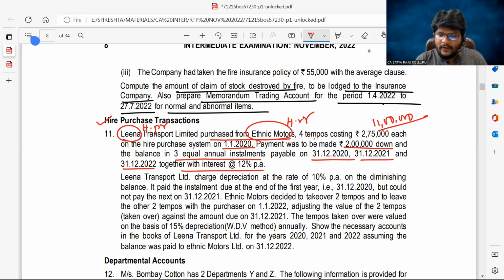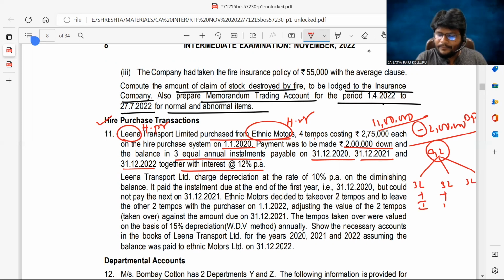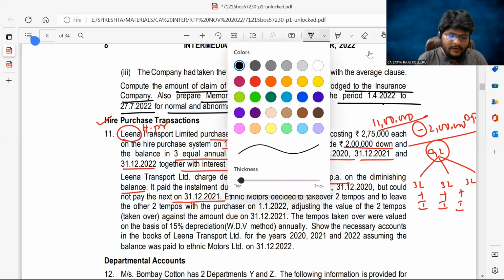Now, out of 11 lakhs, 2 lakh will be the down payment, DP. The remaining outstanding cash price was 9 lakhs. This 9 lakhs, they are going to pay in 3 equal annual installments, 3 lakh, 3 lakh, 3 lakh, along with interest component. Lena Transport Limited charged depreciation at the rate of 10% per annum on the WDV method. It paid the installment due at the end of the first year, but could not pay the next on 31st December 2021. There is a default in the second installment.